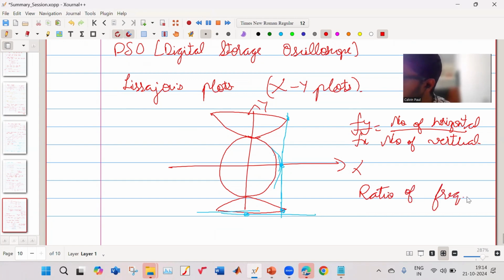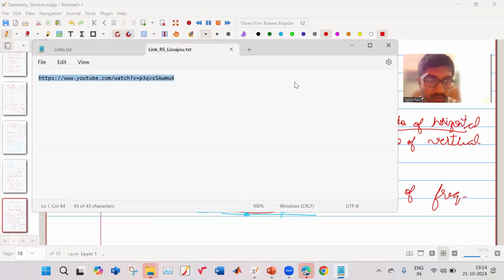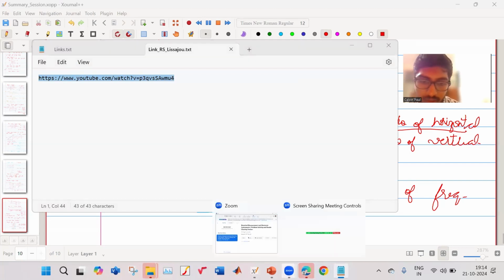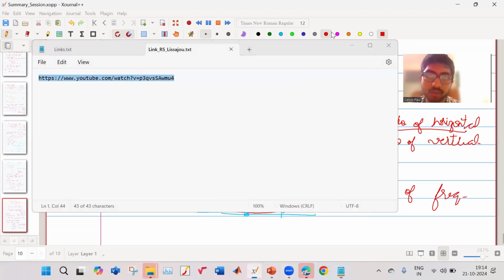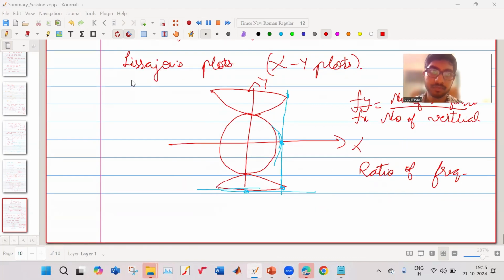This was there a lot in your week 12 assignment, and I do feel that this is a method which you must know. There's a link from which I understood it better, by Rohde and Schwarz, the company which makes oscilloscopes. I will post this link over here as well, so you can learn more about Lissajous curves.